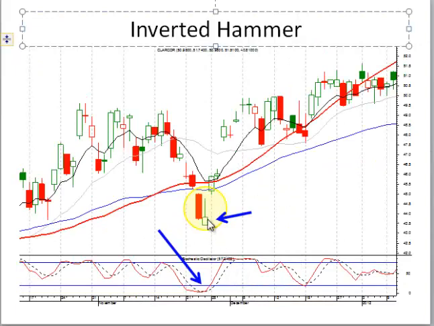Witnessing an inverted hammer, especially in the oversold area, just gives you a strong probability that you've seen a reversal. Also, use the other techniques that we've learned in candlestick analysis that the Japanese rice traders have provided for us.